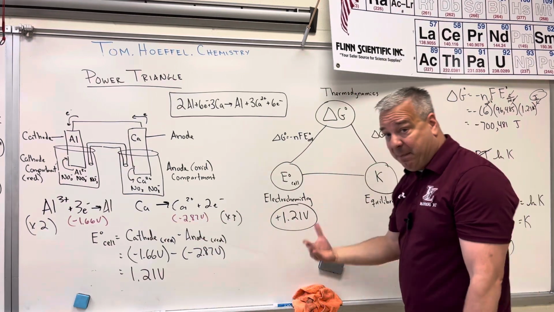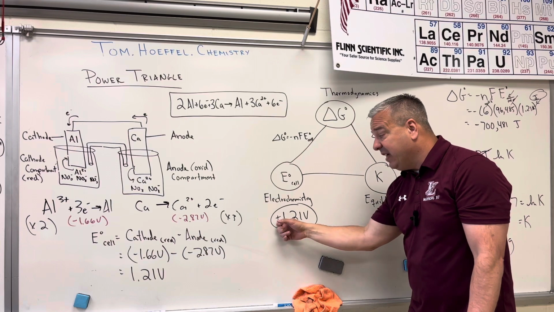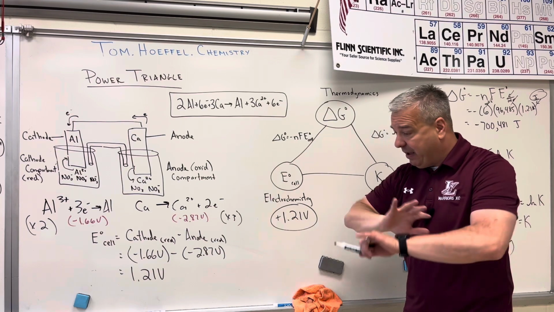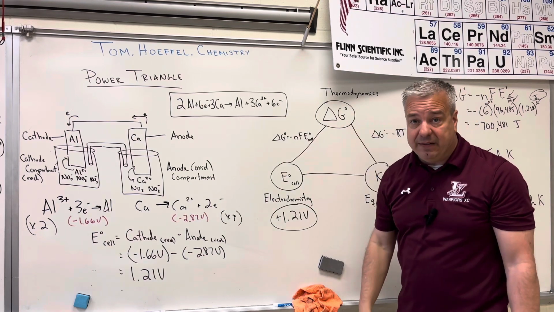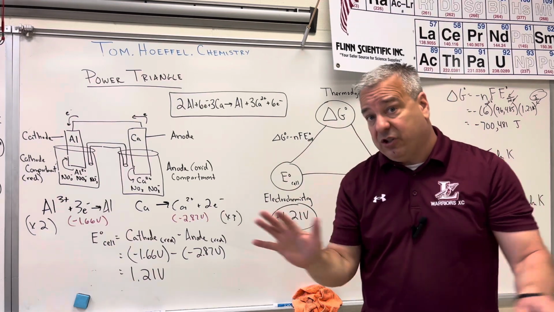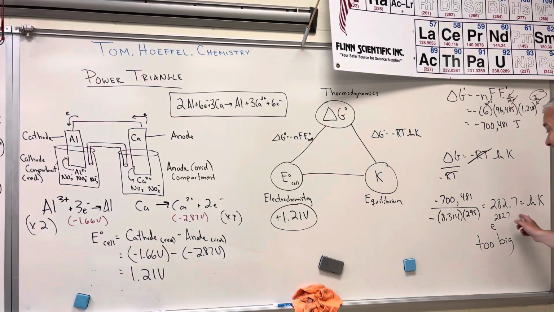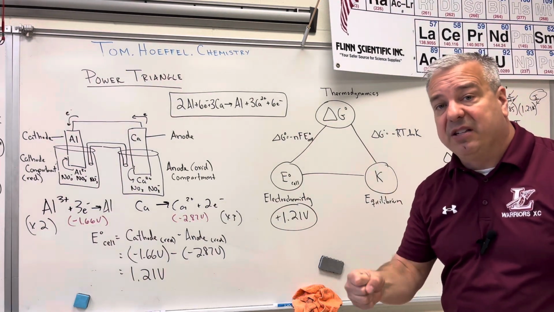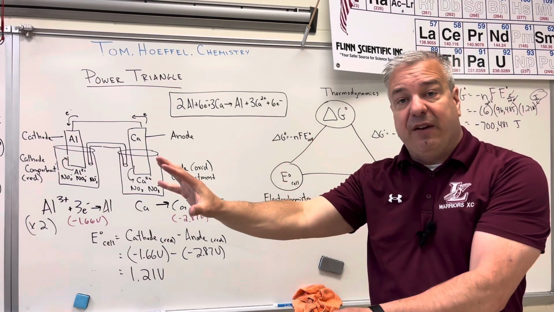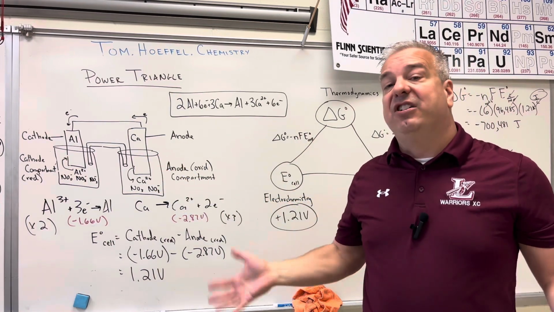Now, the opposite is true as well. If you get a negative E cell, that means the reaction won't occur. Of course, that will give you a positive delta G, which means the reaction won't occur. And then your K value, instead of being really, really big, will be really, really small, which means it completely favors the reactants and the reaction doesn't work.